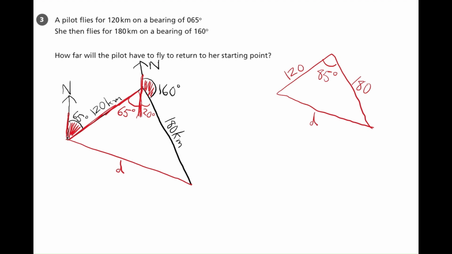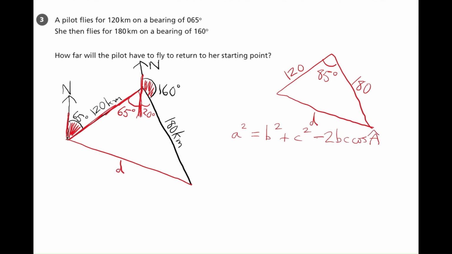There's no right angle, but we might be able to use the sine rule or the cosine rule. We need to have a side and an angle opposite each other to use the sine rule, which is not the case. So we're going to try and use the cosine rule. You need to learn these rules for the exam. The cosine rule is a squared equals b squared plus c squared minus 2bc cos A.